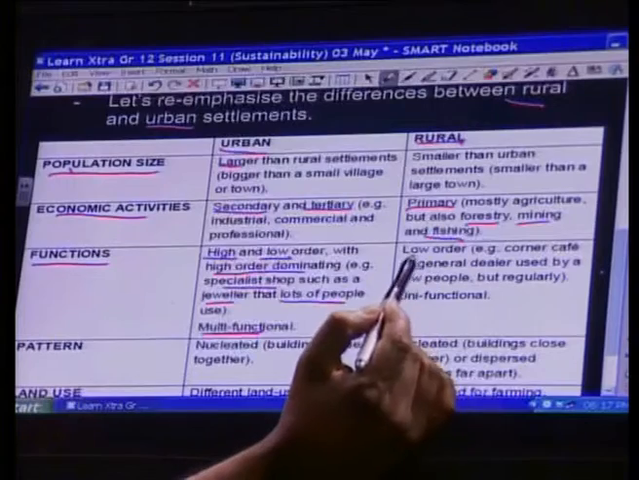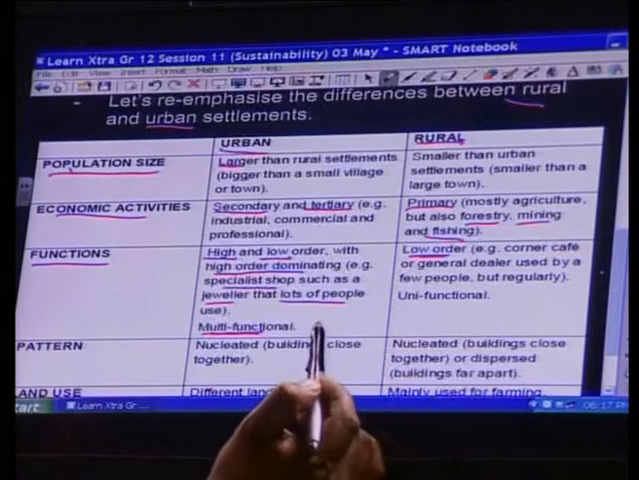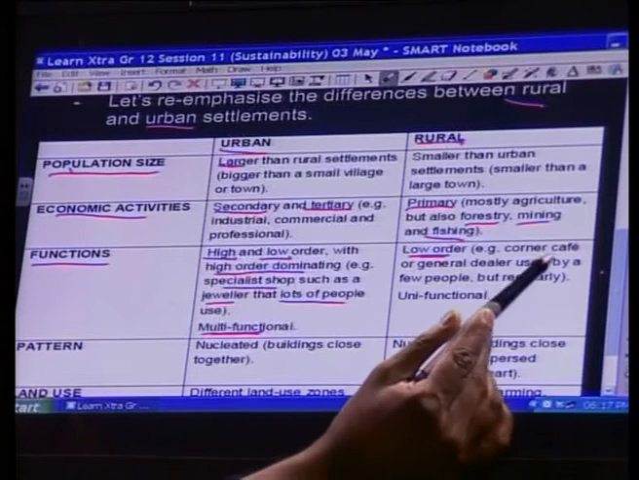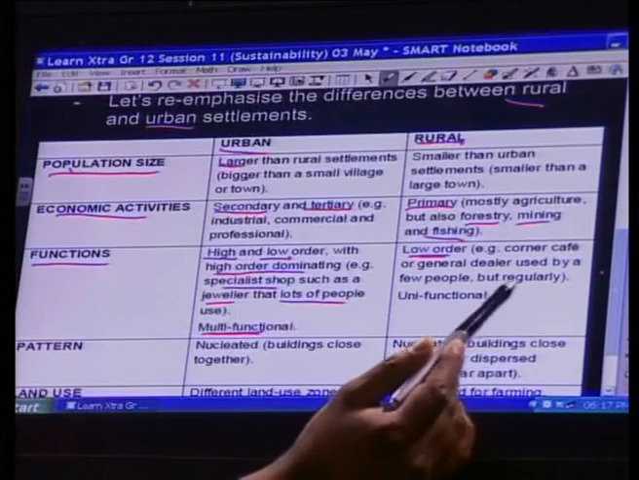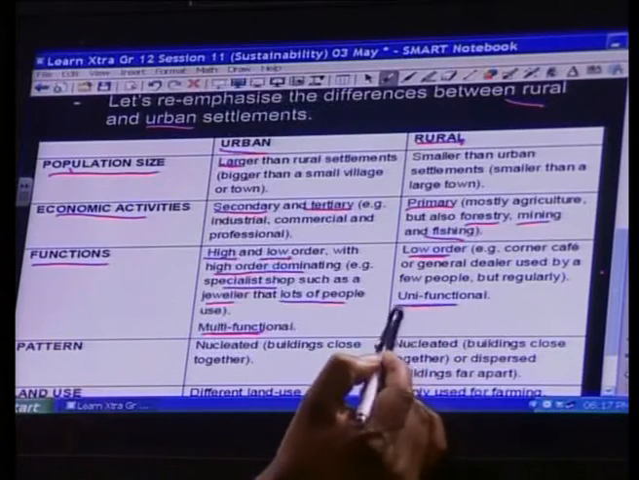The difference would be that in an urban settlement, you generally have a high concentration of both high order, especially, as well as low order functions. However, in your rural settlements, you have more low order functions. Example, the corner cafe or general dealer, used by few people but regularly. Note the term unifunctional.